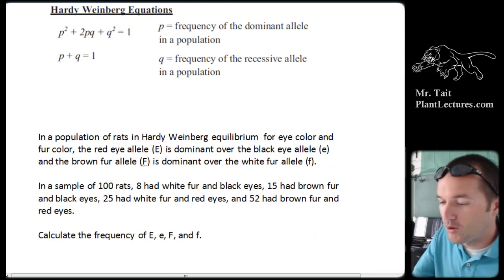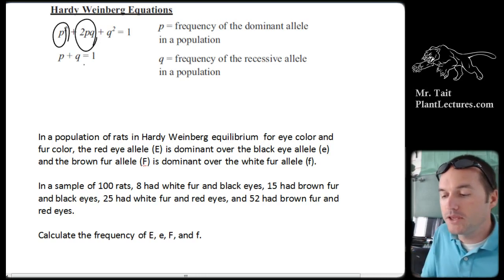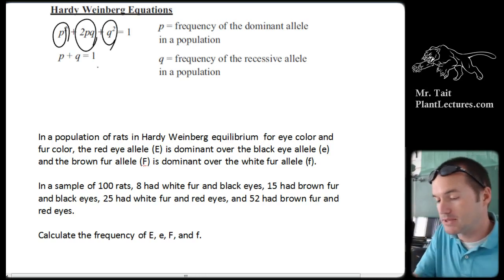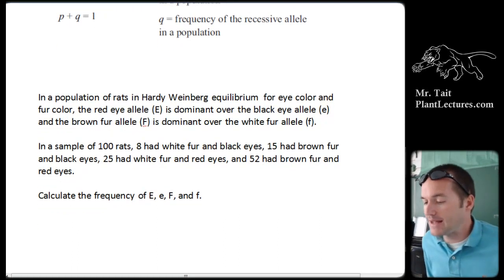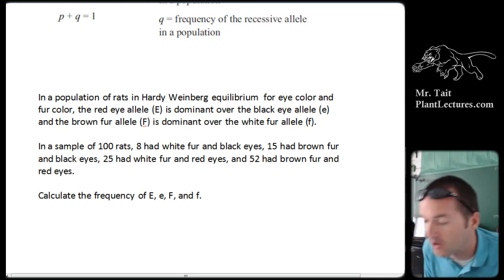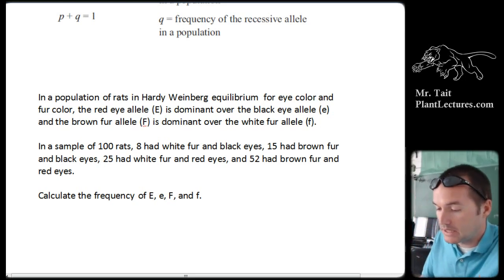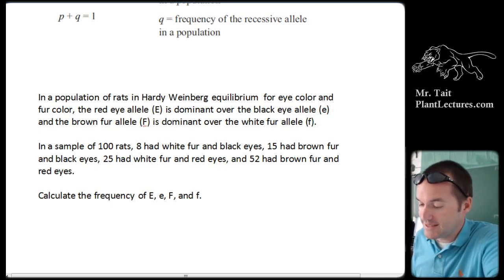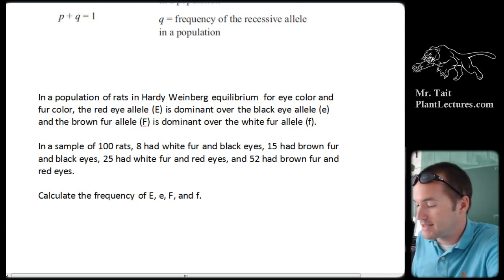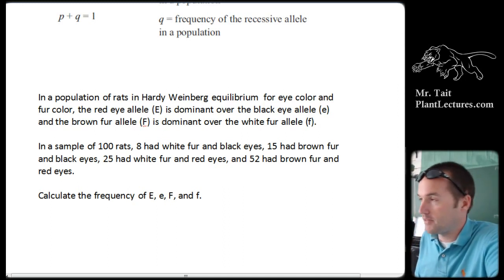All right. So what do you need to know about it? P squared is homozygous dominant. 2PQ is heterozygotes. Q squared is homozygous recessive. So then it says in this question, in a population of rats in Hardy-Weinberg equilibrium for eye color and fur color, the red eye allele, big E, is dominant over the black eye allele, little e. The brown fur allele is dominant over the white fur allele. In a sample of 100 rats, 8 had white fur and black eyes, 15 had brown fur and black eyes, 25 had white fur and red eyes, and 52 had brown fur and red eyes. Calculate the frequency of big E, little e, big F, and little f.